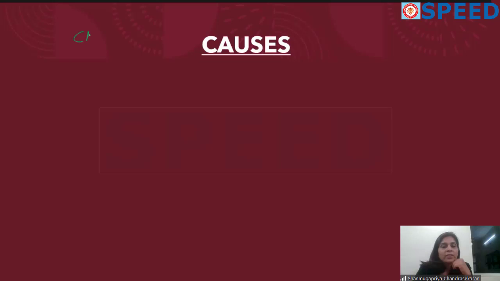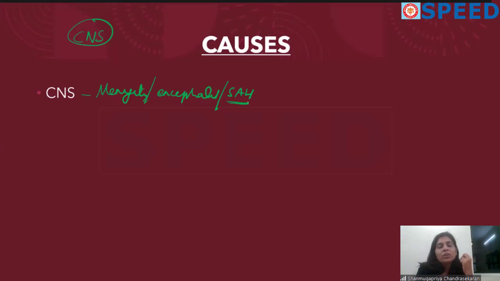Now, what are the causes of SIADH? The causes are related to the central nervous system. Central nervous system causes include meningitis, encephalitis, or subarachnoid hemorrhage. And as far as subarachnoid hemorrhage is concerned, it can cause SIADH, and on the other hand, it can also present as cerebral salt wasting syndrome. Yeah, cerebral salt wasting syndrome. Why am I telling you about this?